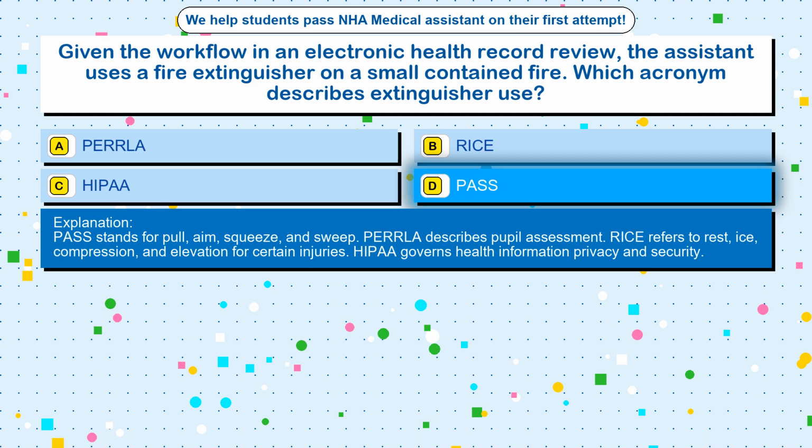PASS stands for pull, aim, squeeze, and sweep. PERLA describes pupil assessment. RICE refers to rest, ice, compression, and elevation for certain injuries. HIPAA governs health information privacy and security.